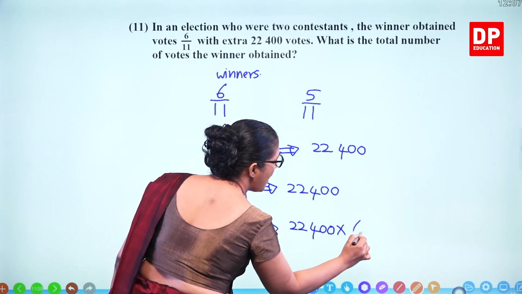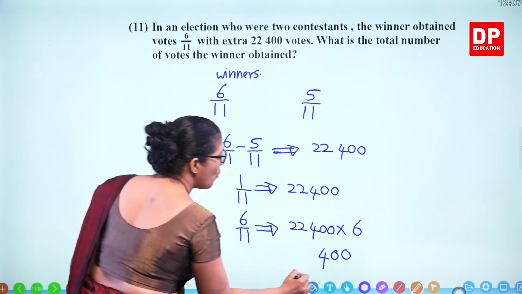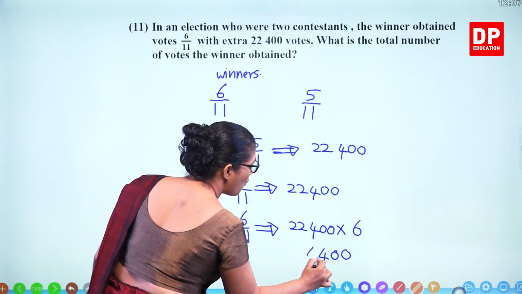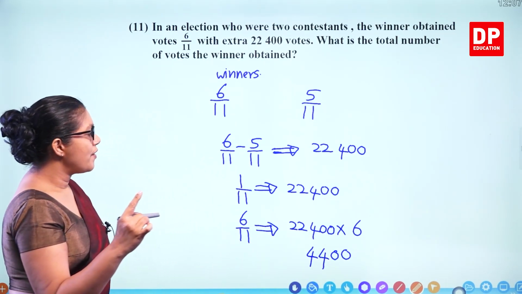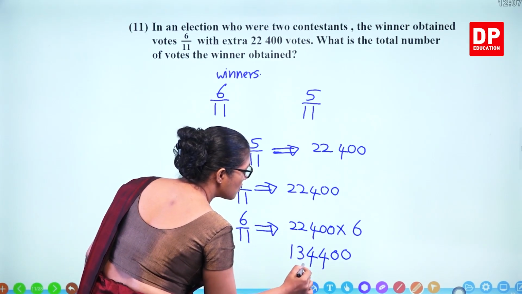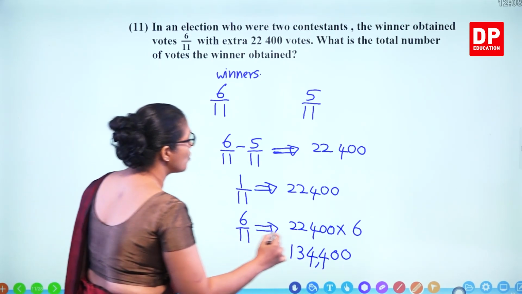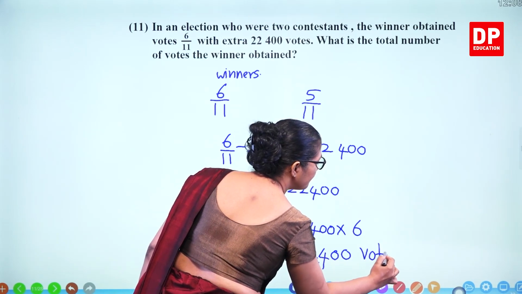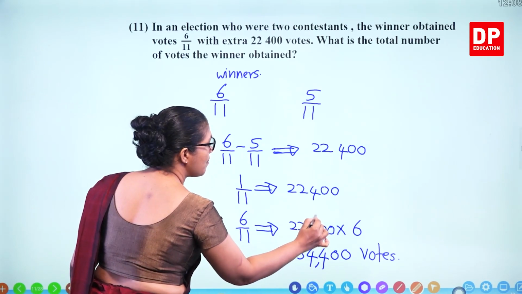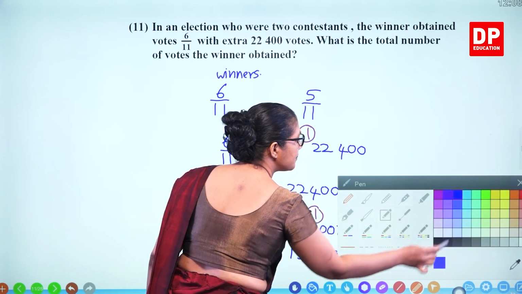22,400 multiplied by 6. 6 times 4, 24. And 6 times 2, 12. Plus 2, 14. And 1 remaining. 6 times 2, 12. Plus 1, 13. So, 134,400 votes. So 2 marks for that. 1 mark for the answer and 1 mark for the method.